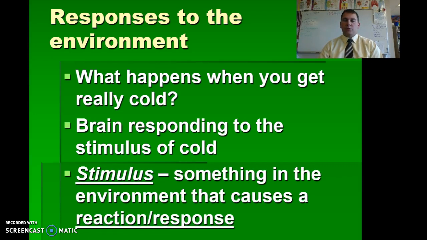If you want to write down the word stimulus in your notes, I recommend it. A stimulus is something in the environment that causes a reaction or a response to the organism.